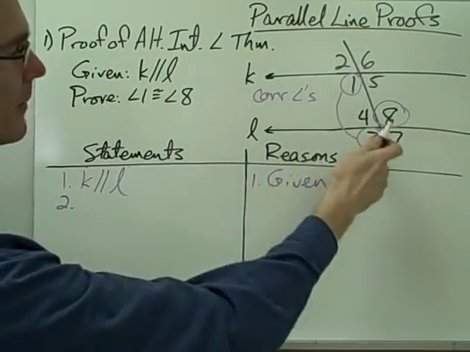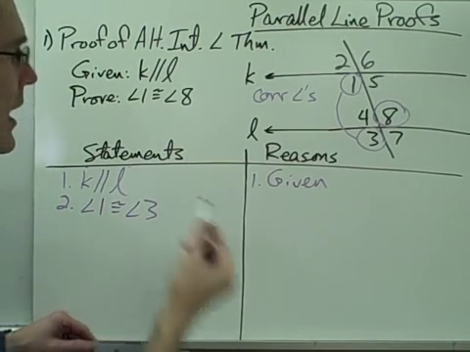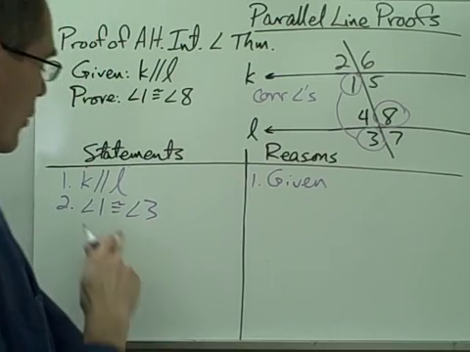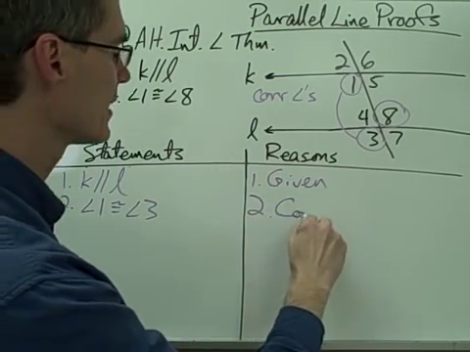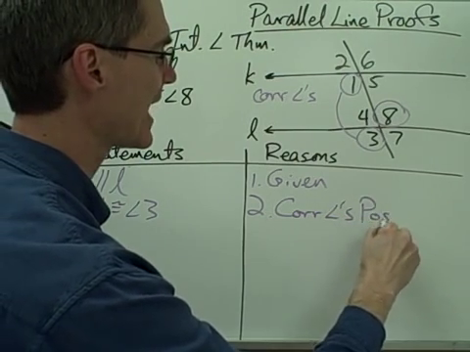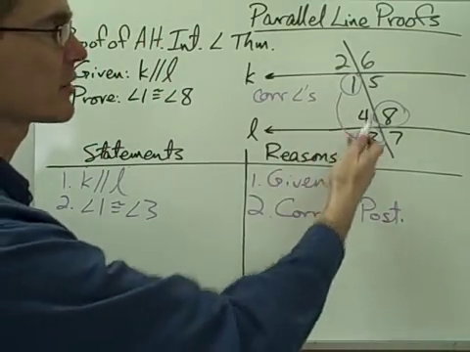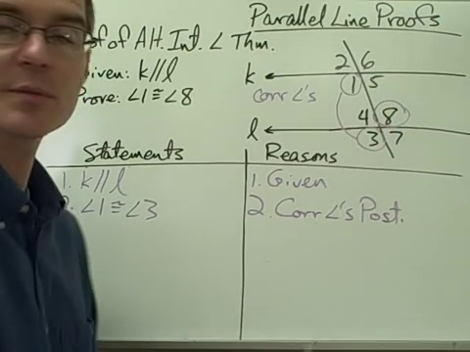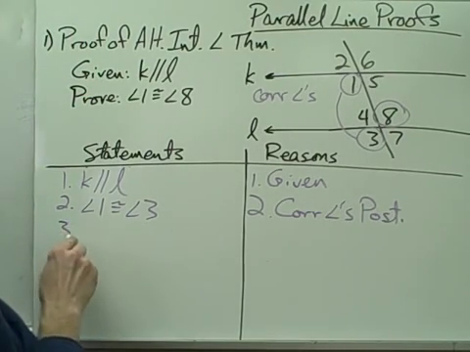Statement number 2, I want to note that angle 1 is congruent to angle 3. How do I know angle 1 is congruent to angle 3? I know angle 1 is congruent to angle 3 because angle 1 and angle 3 are corresponding angles, and the corresponding angles postulate tells me if two parallel lines are cut by a transversal, corresponding angles are congruent. So angle 1 and angle 3 must be congruent.